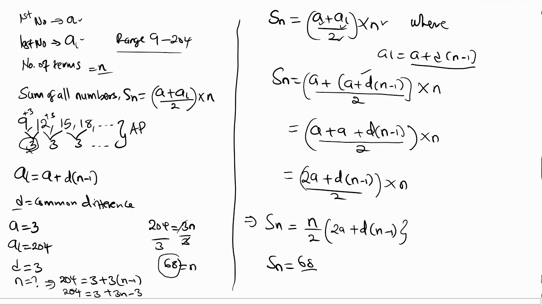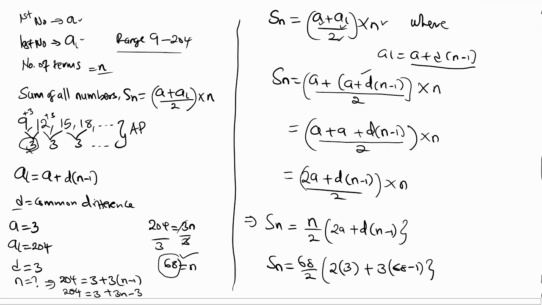Alright. Now, the sum of all the numbers between 9 and 204, which are divisible by 3, finally becomes Sn equals 68 divided by 2, because n is the number of terms. The number of terms is 68. So this one is multiplied by 2 times a, which is 3. And then add d, our common difference, which is also 3, into n minus 1.